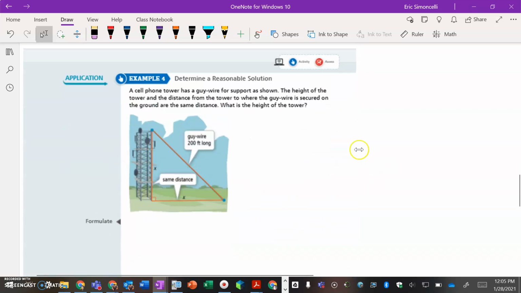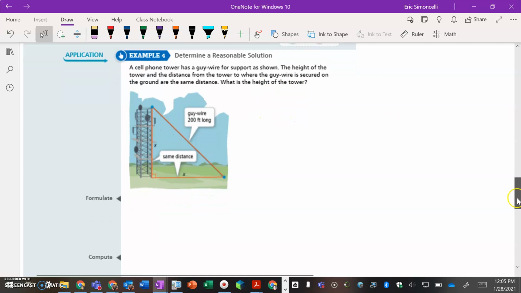Determine a reasonable solution. A cell phone tower has a guy wire for support as shown. The height of the tower and the distance from the tower to where the guy wire is secured on the ground are the same distance. What is the height of the tower?